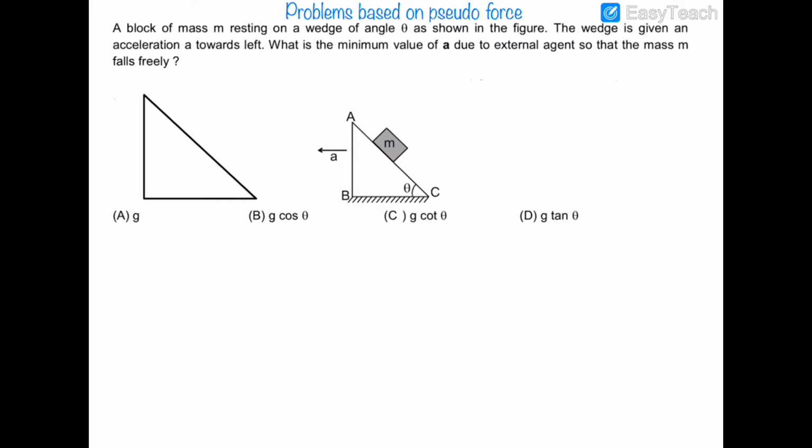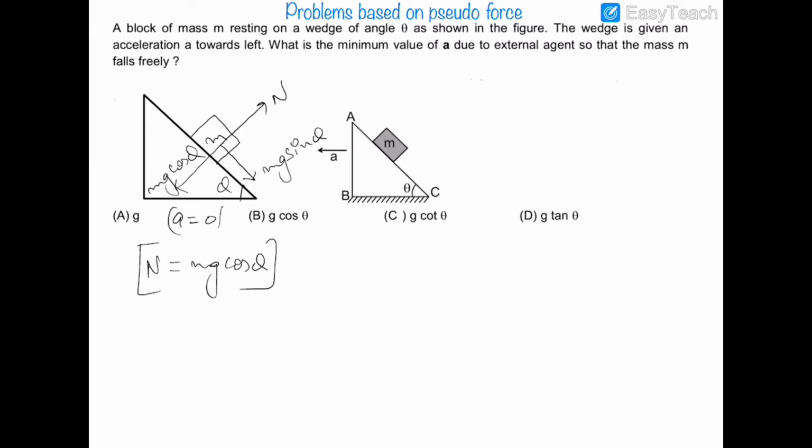So let us assume that a is equal to 0. In the first case, I am assuming that only. Now there is this block placed on the inclined plane, and this block has mg sin theta acting in downward direction, normal reaction acting in perpendicular direction, and mg cos theta acting like that. A normal reaction will be balancing out mg cos theta.